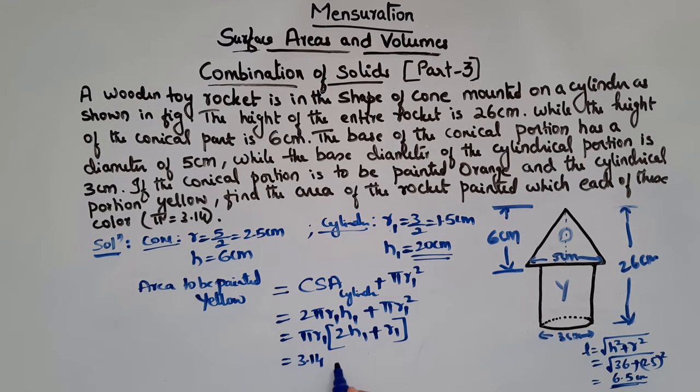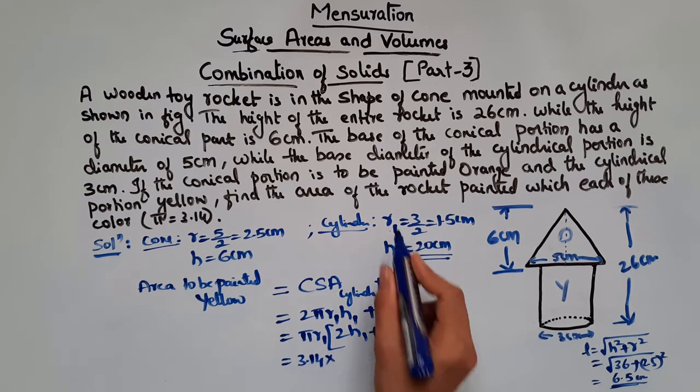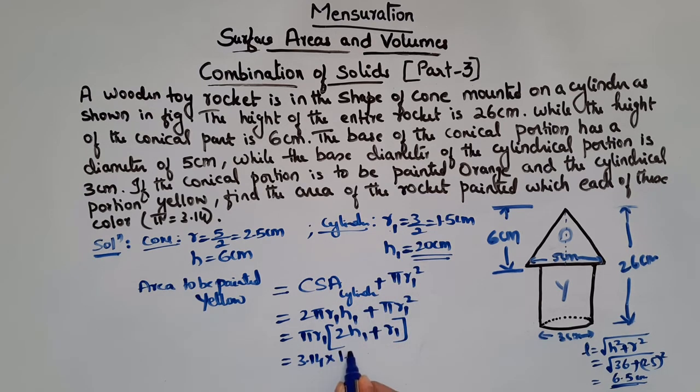pi is 3.14, as given, into R1, the radius of the cylinder, that is 1.5, into 2 into H1, the height, that is 20 centimeter, plus R1 is 1.5. When you simplify this, this will give you 195.46 square centimeter. So therefore the area to be painted yellow is 195.46 square centimeter.